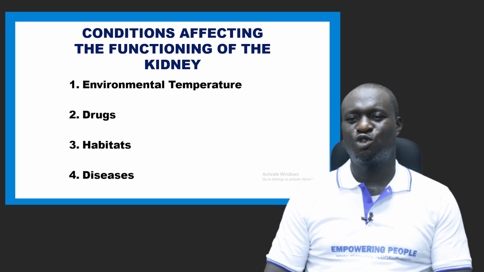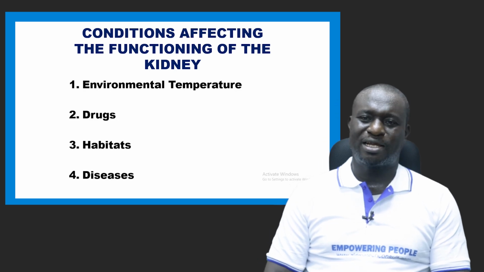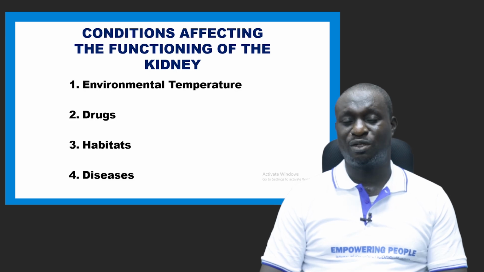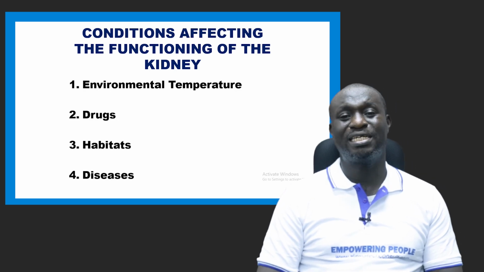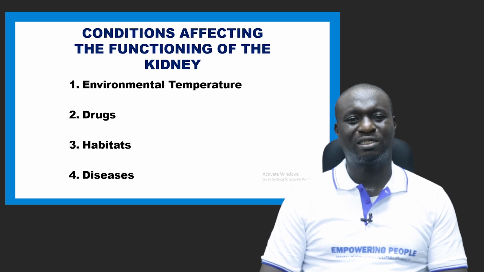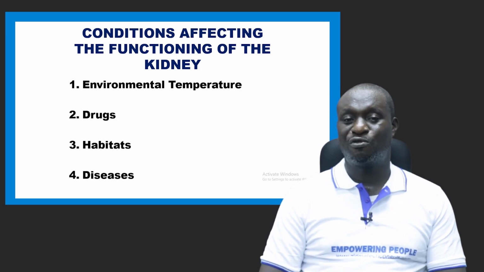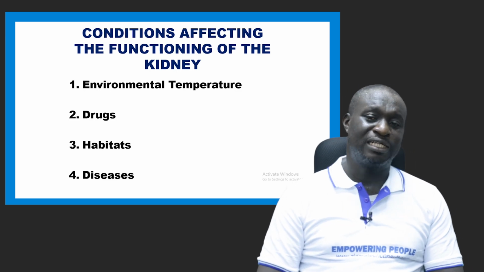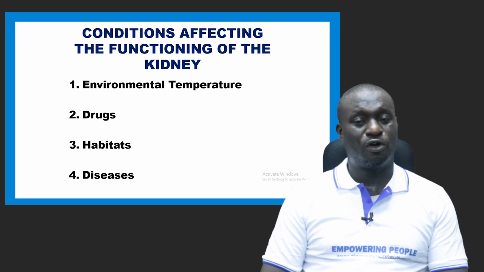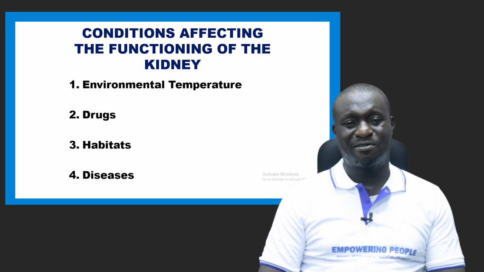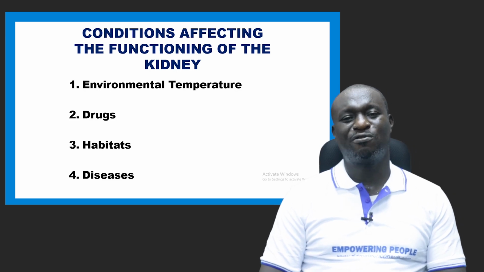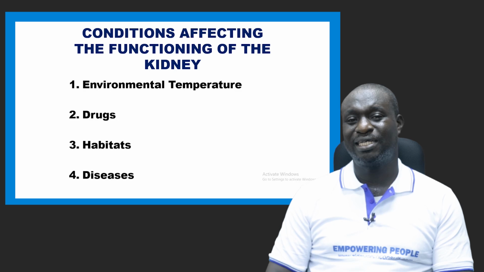Now, moving ahead, let's look at conditions that affect the functioning of the kidney. The kidney can be affected in several ways. We've seen several cases where people have kidney failure in terms of functioning and so on. There are several things that can cause kidney failure. Now, let's take a look at what can affect the functioning of the kidney. The first one is environmental temperature.